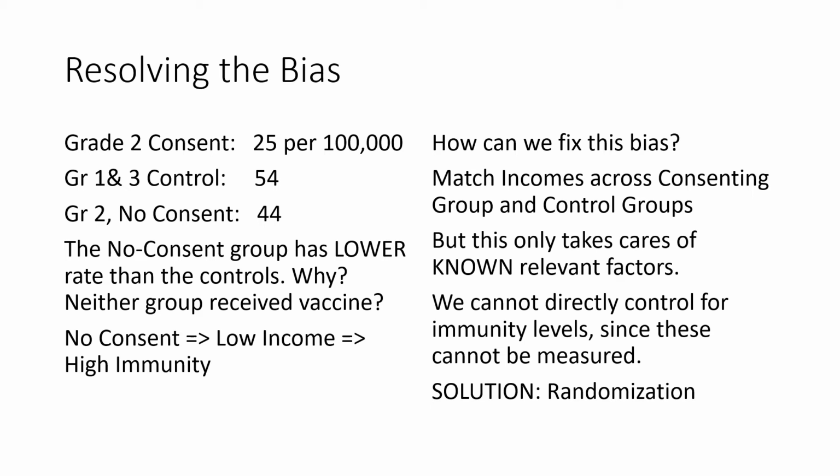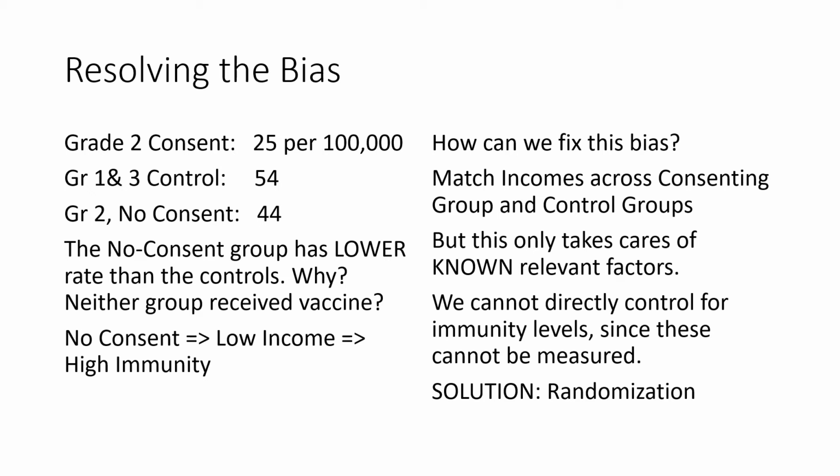And it turns out that when you analyze the data, you find that people who do not consent to receive treatment are generally low income. And in low income people, you have less hygienic environments, which means that the exposure of the children to polio is greater, and that creates greater immunity. So we can fix this problem by trying to match incomes across the control group and the treatment group. But that would take care of the known factors, and there might be other factors which are unknown, which cause a difference, which we have not controlled for.